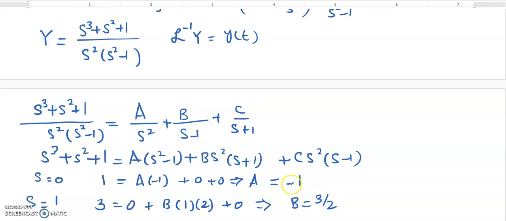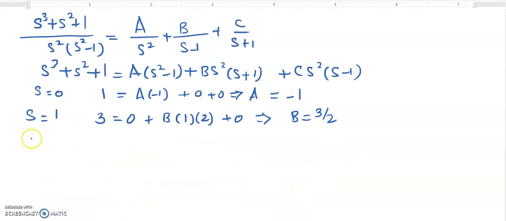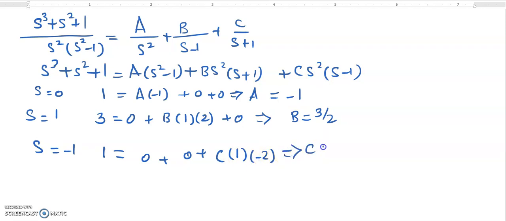And if we assume s is equal to minus 1, the left hand side will be minus 1 plus 1 plus 1, which is equal to 1. The A term will vanish, the B term will also vanish because s is equal to minus 1, and the C term will be C into minus 1 minus 1 square is 1, and then minus 1 is minus 2. So C will be equal to minus 1 by 2.